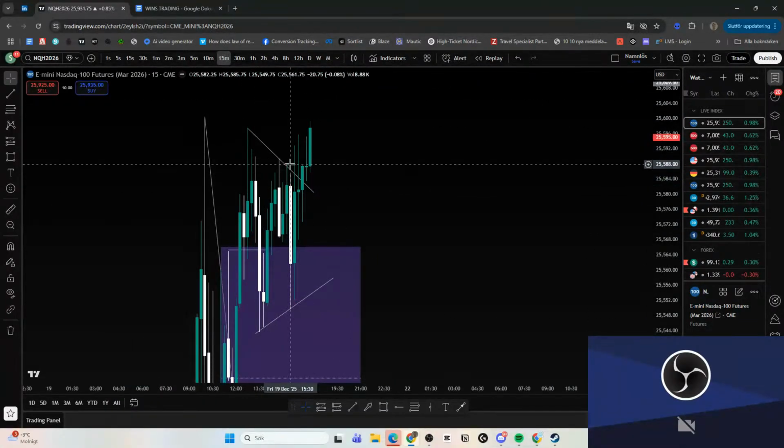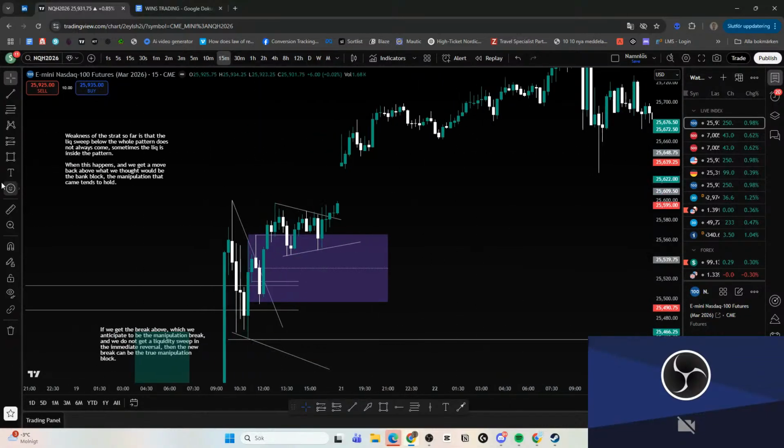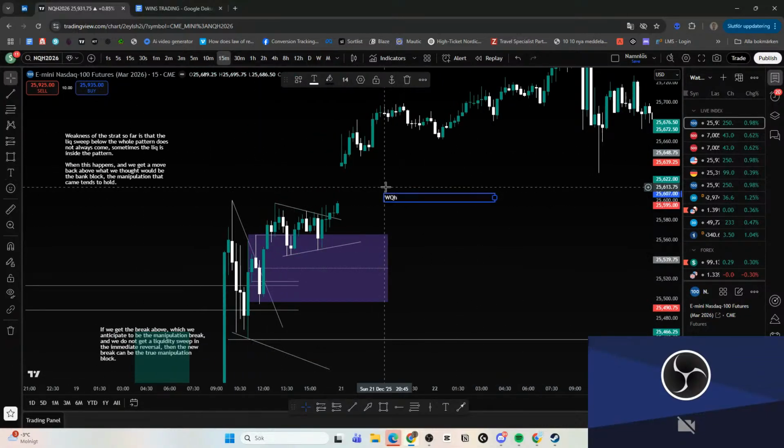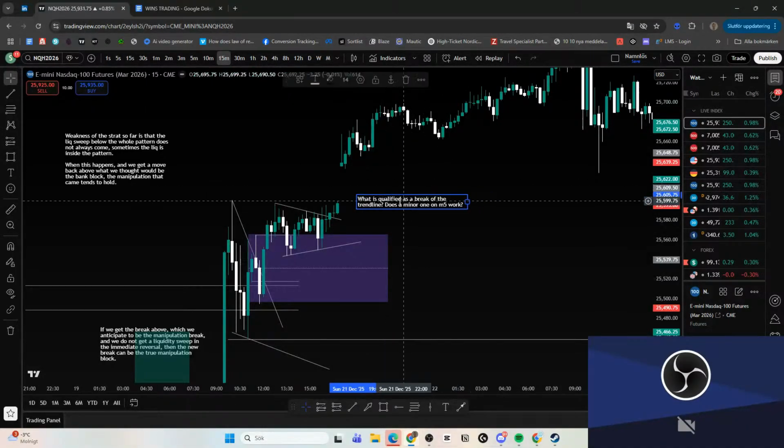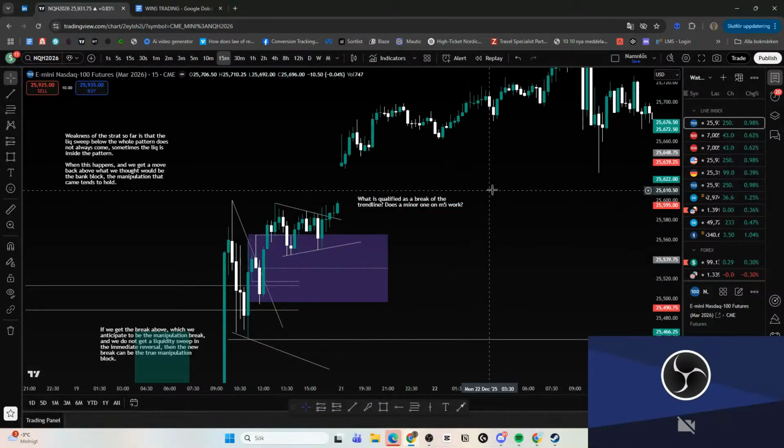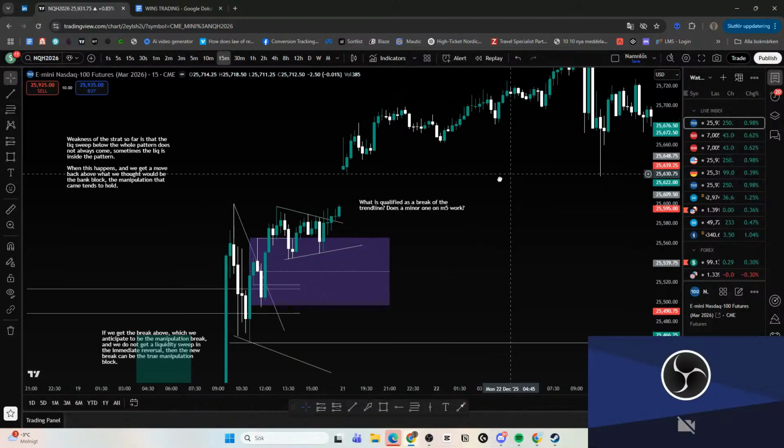So on the 5-minute, this break would be clear as well. What is qualified as a break of the trend line? Does a minor one on M5 work? Good question. Let's backtest it. Learning a lot today, I feel.